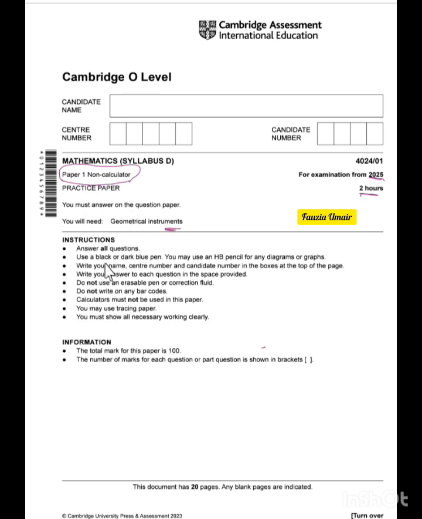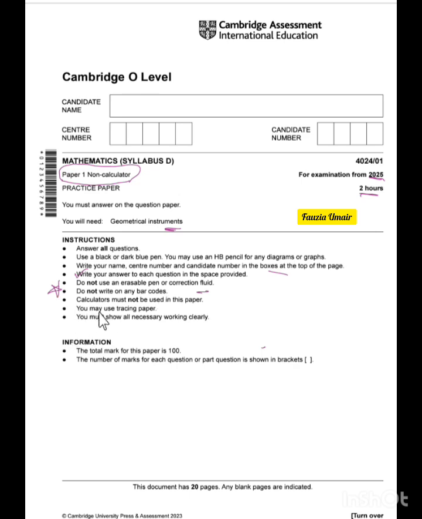So the instructions: use black pen or dark blue pen. Write your name, center number and candidate number. Write your answers in the space provided. Do not use erasable pen or correction liquid. Do not write on the bars. These are bars. You should not write in such a way that these bars are covered, because they need to scan these bars later on.